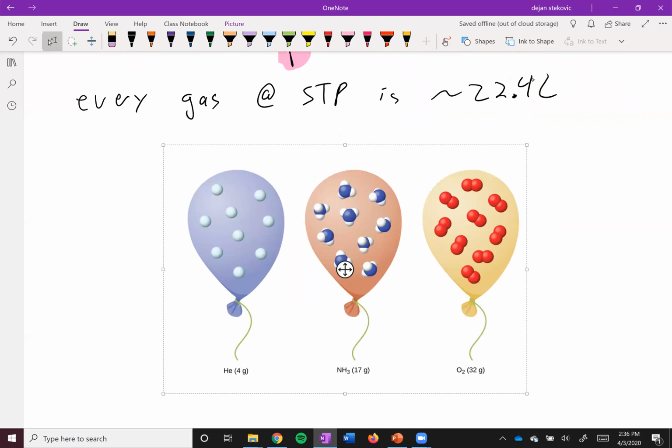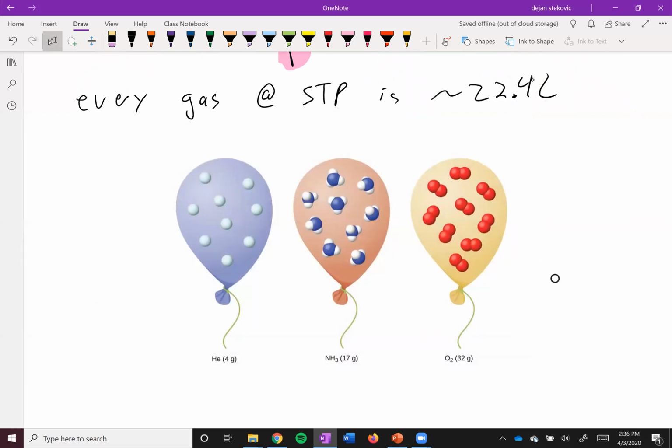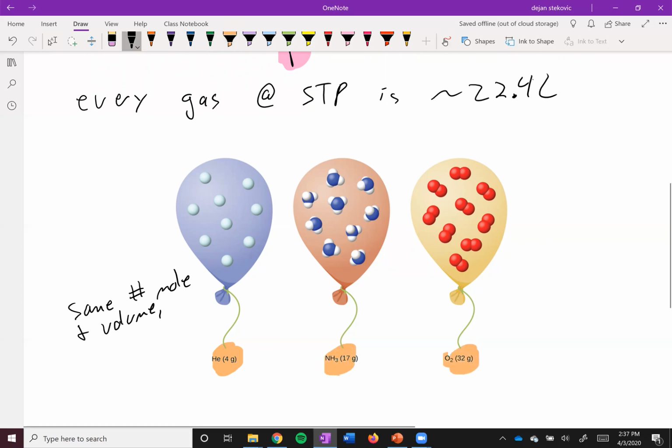So let's take a look at these 3 balloons. They're all pictured here with 9 molecules. So I did actually count them. They all have 9 molecules each. So pretend those molecules are 1 mole, right? The volume of this balloon would be 22.4 liters, right? So they have the same number of moles and volume, but they're different gases. They have different identities, and so they have different molar masses.